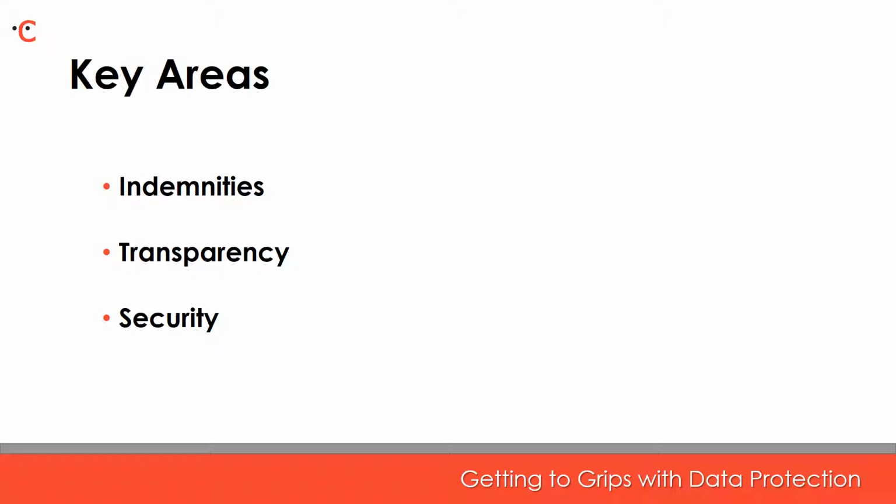Now, turning to the main topic of this webinar, commercial contracts. Some of the changes under the GDPR mean that going forward, certain matters need to be covered in commercial contracts to help protect you and your business. The three key areas we'll be covering are indemnities to protect you financially, transparency provisions so parties are clear on how data is being handled, and safety provisions governing the protection of the data.